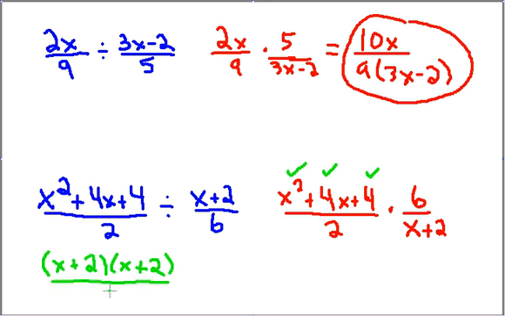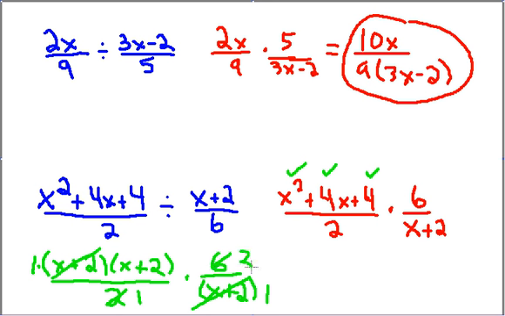We can now write our denominator, which is 2. That's going to be multiplied by our second fraction, which is 6 over x plus 2. Taking a look now, we can cancel even further. That x plus 2 cancels with that x plus 2. We're just left with a 1 there. Our 2 and 6 both have 2 as a factor, so 2 divided by 2 is 1, and 6 divided by 2 is 3.